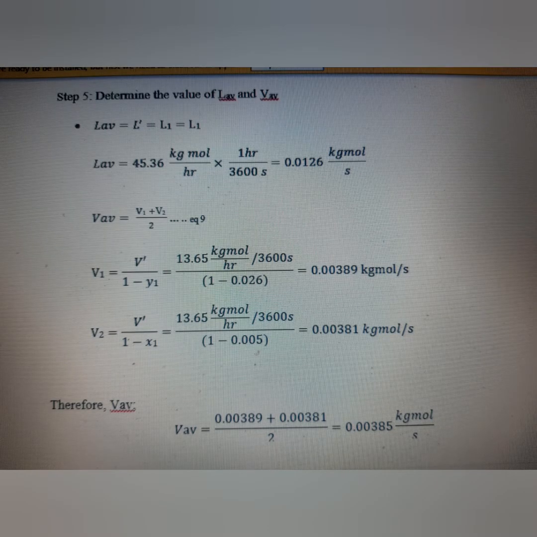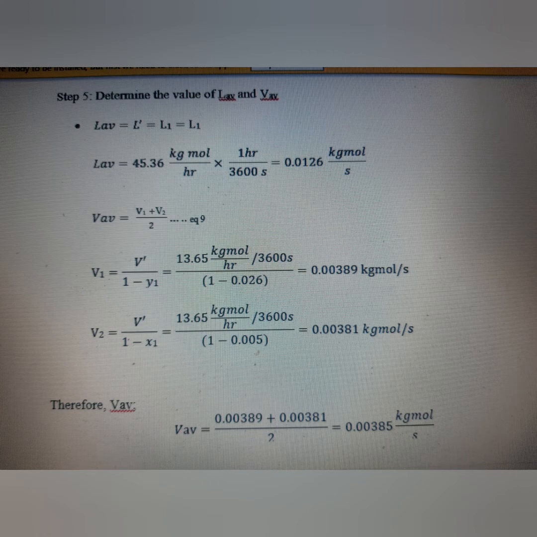Since L average and V average are contained in the equation, we need to find the value of L average and V average. For L average, L prime equals L1 equals L2, which means L average equals 45.36 kilogram mole per hour. After we get the value, we need to convert it into kilogram mole per second. Therefore, the final answer for L average is 0.0126 kg mole per second.